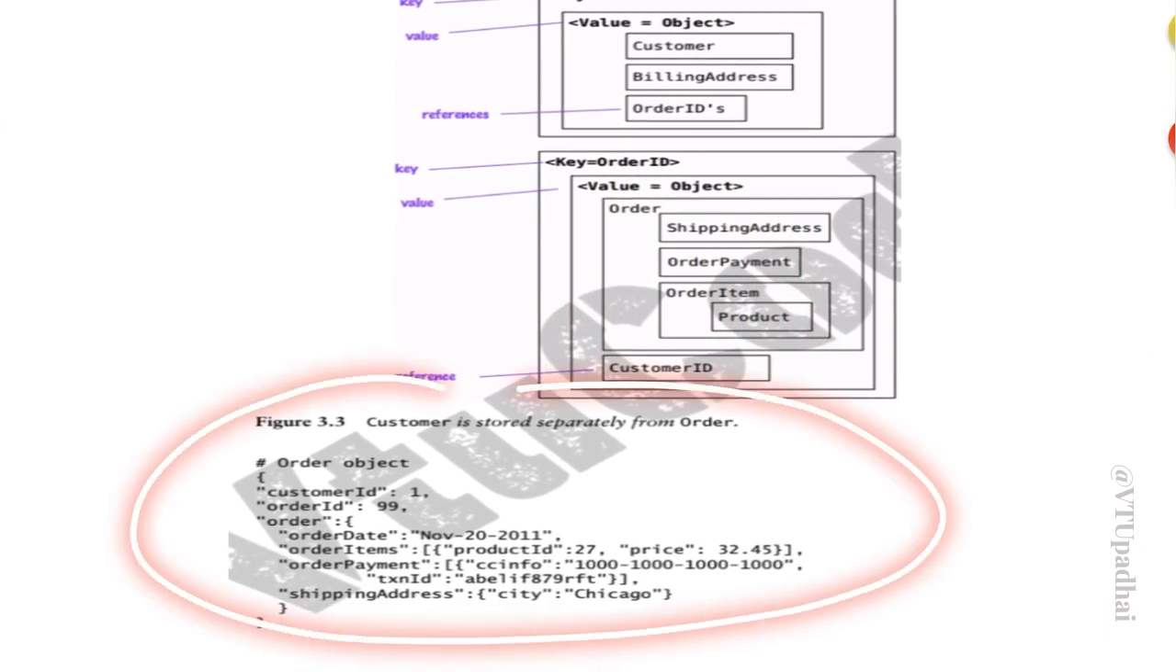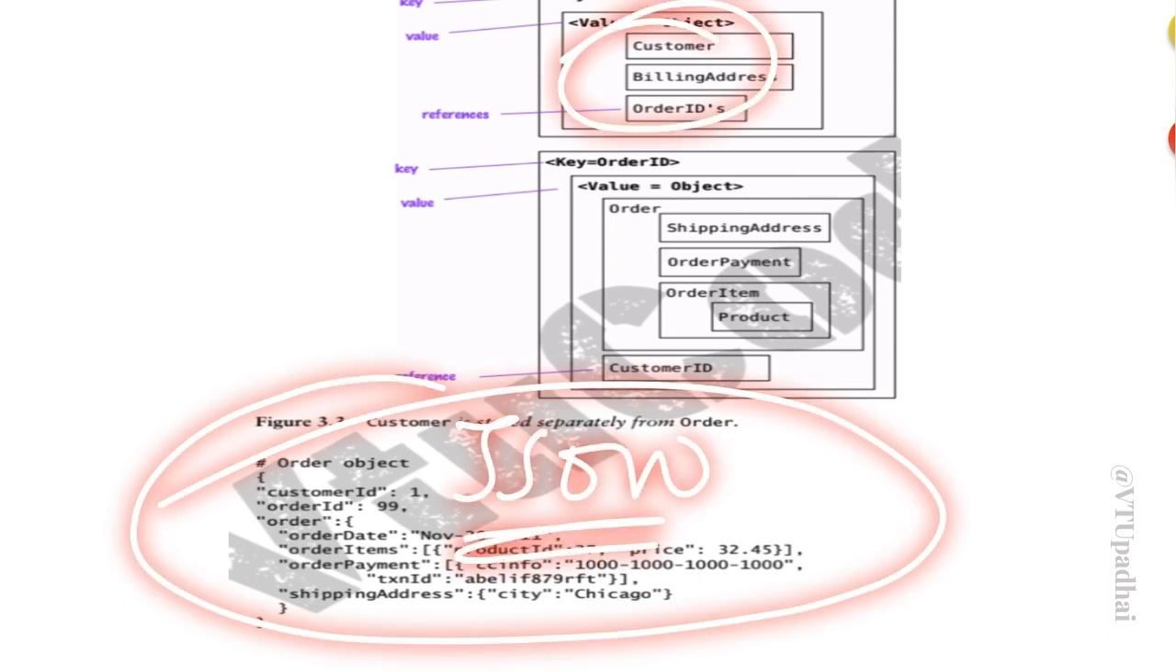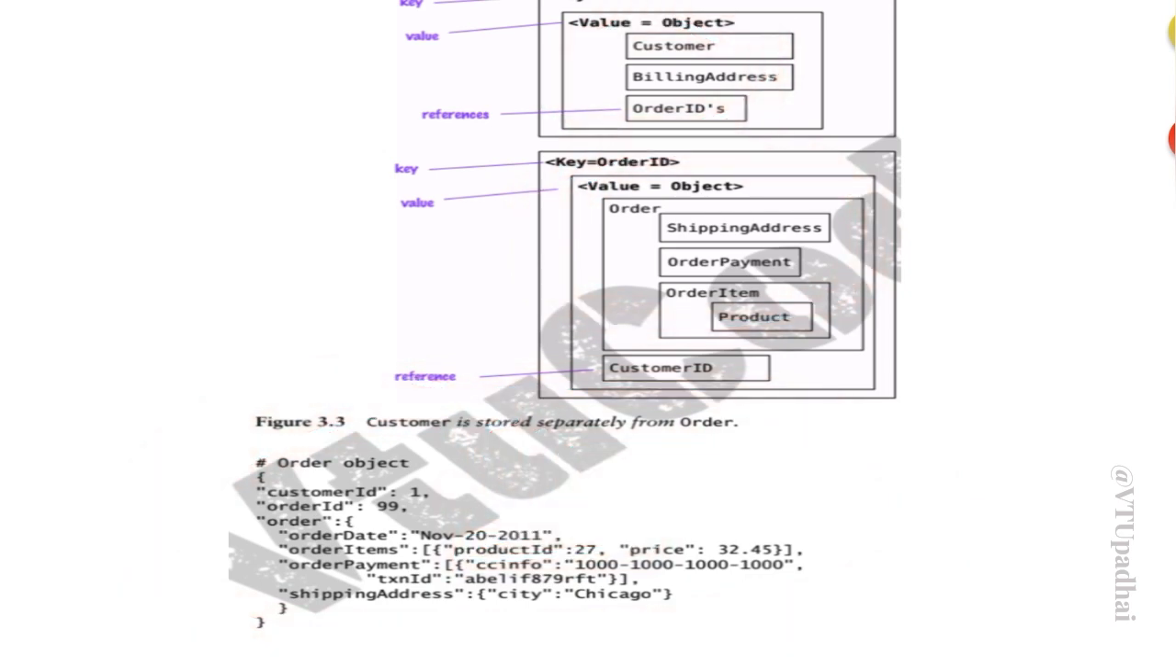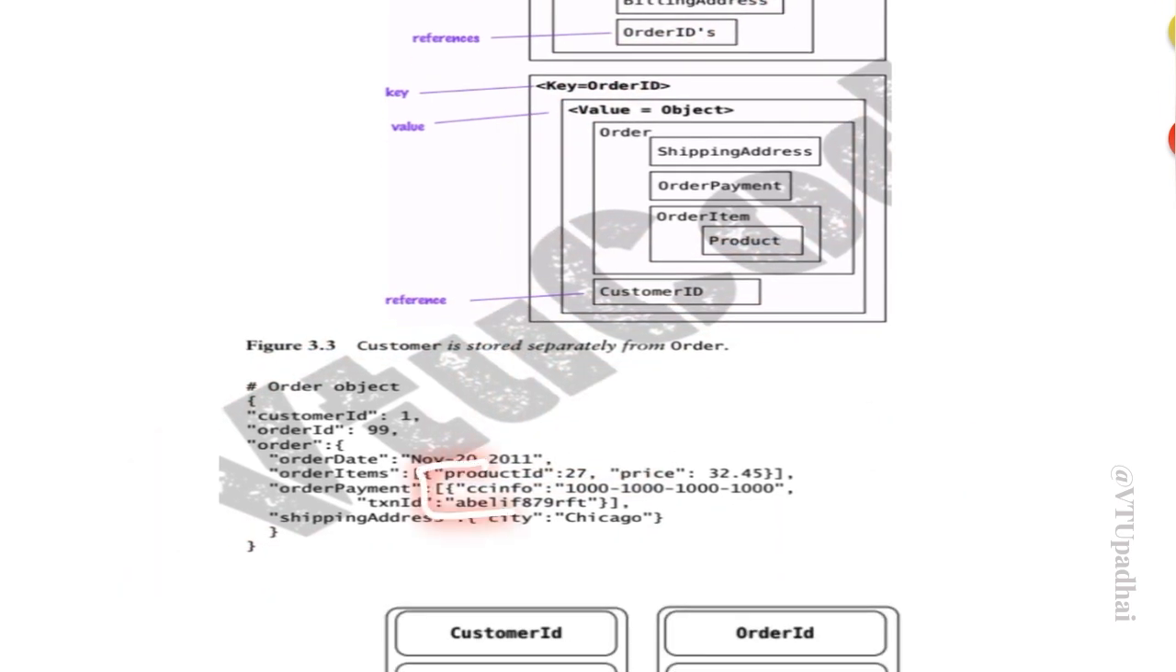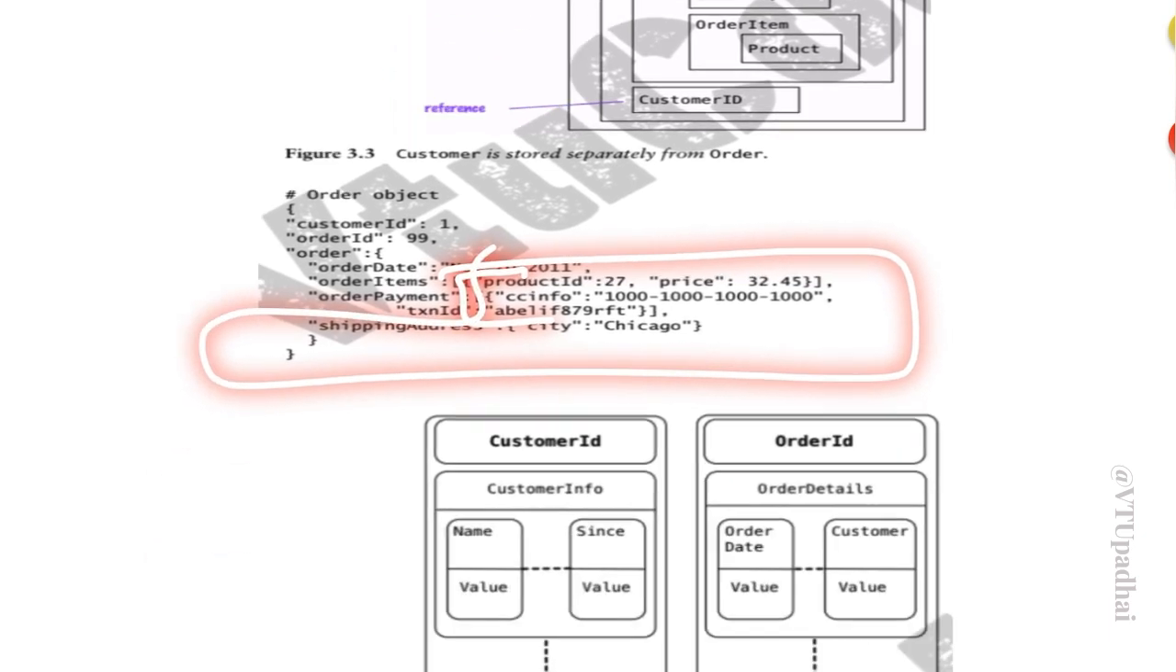Here is the JSON format representation which we have written for the orders as well as for the other details here, right? If you can see, order payment is being written separately here.